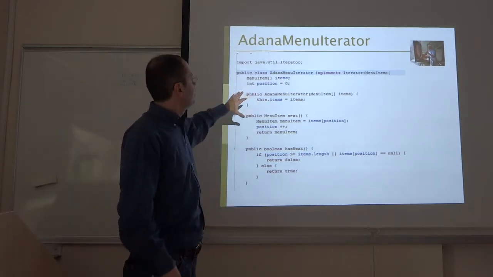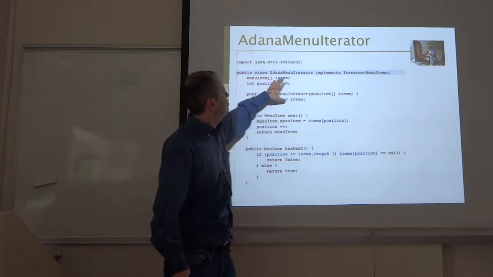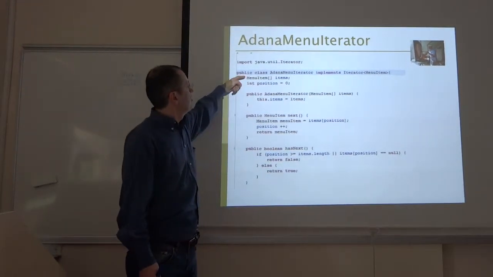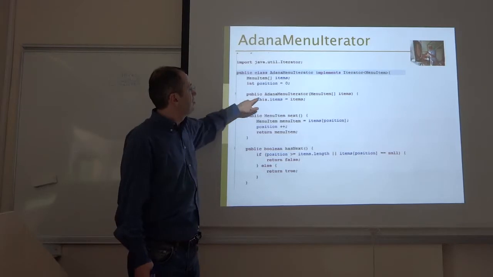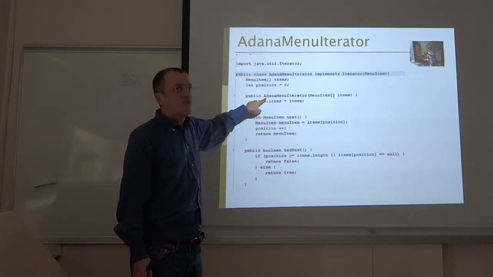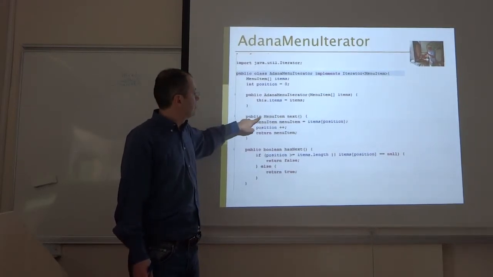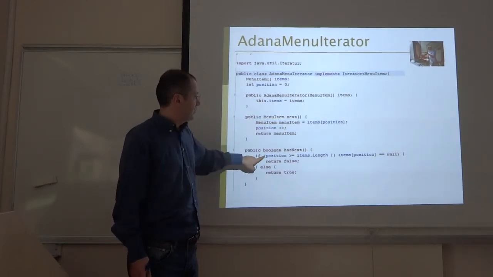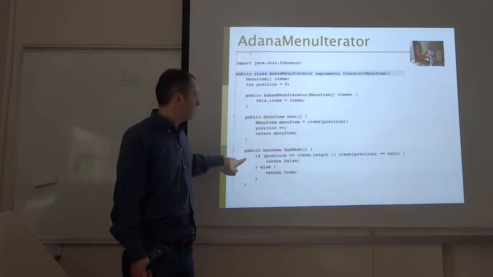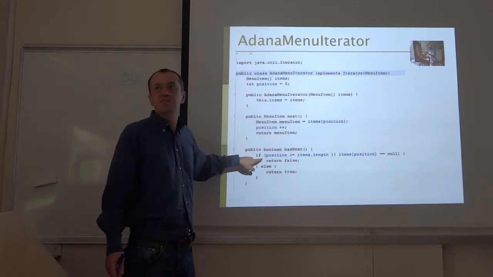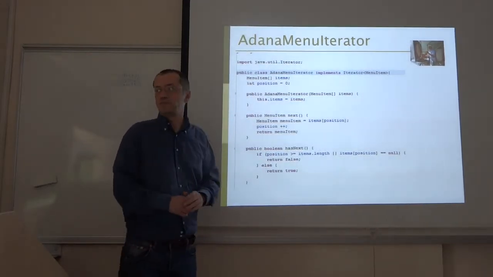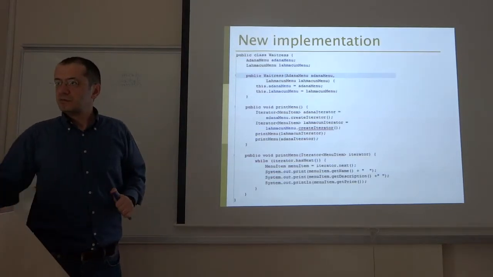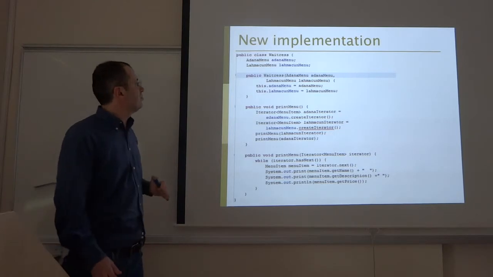So what I have first is an Adana menu iterator. It's implementing the iterator. It has menu items. This is how you construct it. This is how you call the next one. So there is this position. And this is how you ask whether it has a next item or not. So this is how you do it.